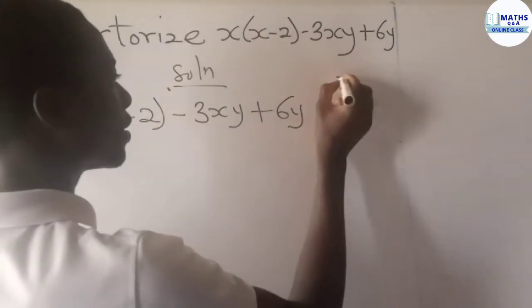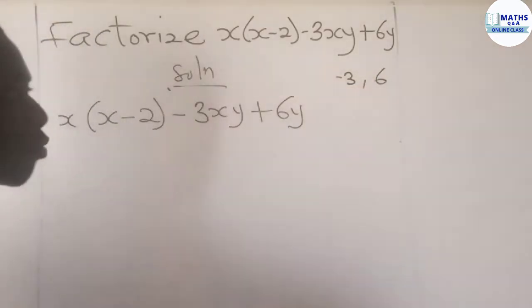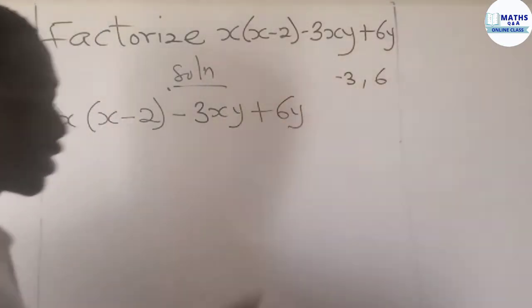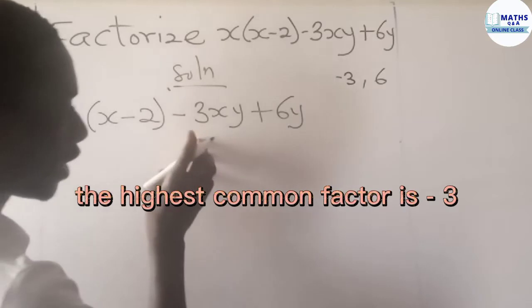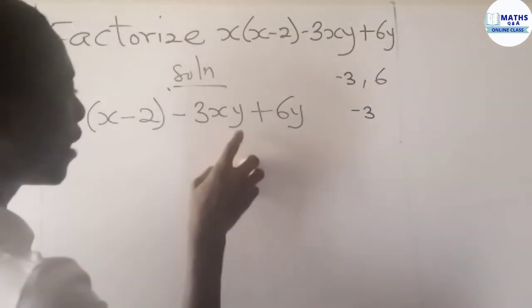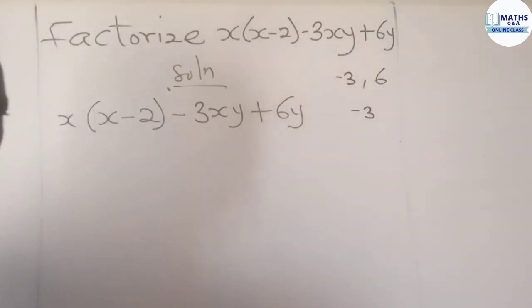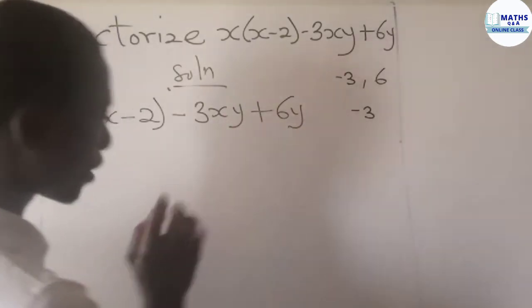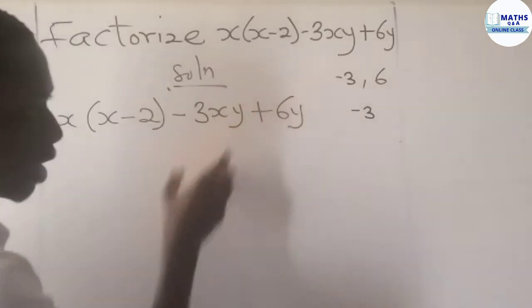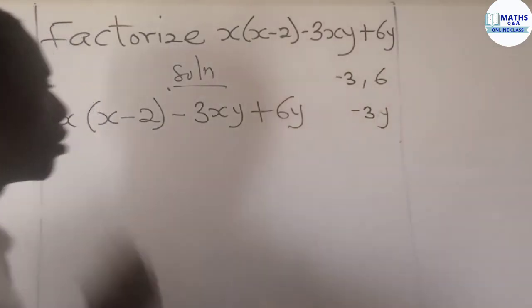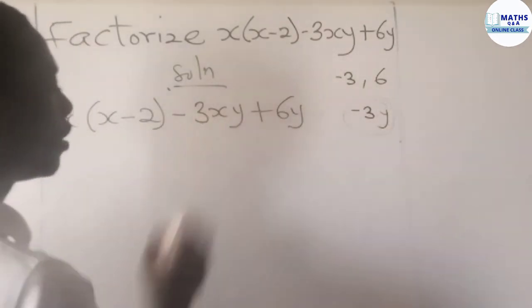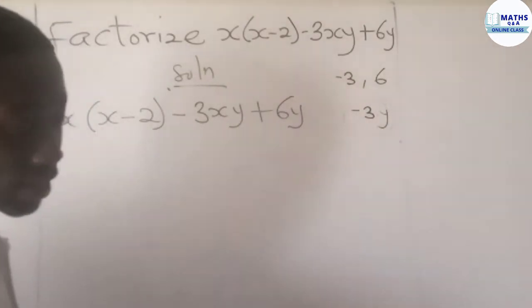Now if you take minus 3 and then 6, which number can divide minus 3 exactly and can also divide 6 exactly? The common number is negative 3, right? So we write our negative 3 somewhere. Now we have other variables also in this expression. We have x here, we don't have x here. We have y here, we have y here. So it means that y is common to these terms. So we add that to the 3, which is negative, and this becomes the factor of negative 3xy plus 6y.